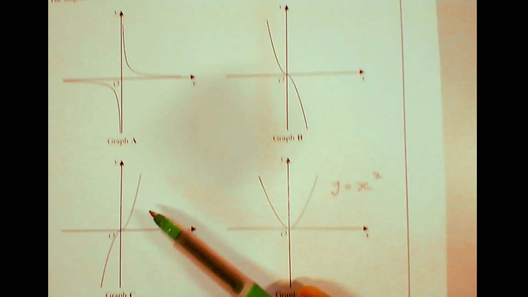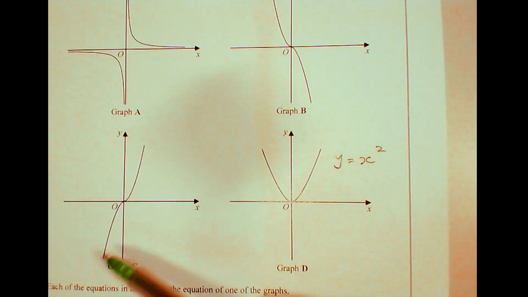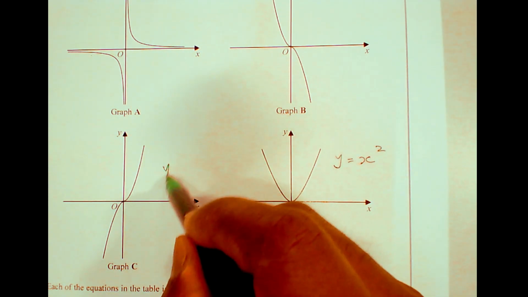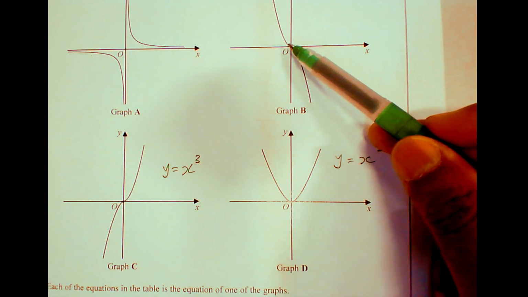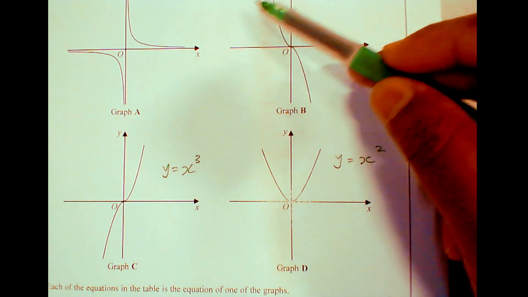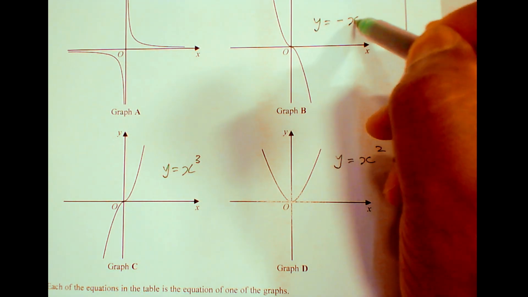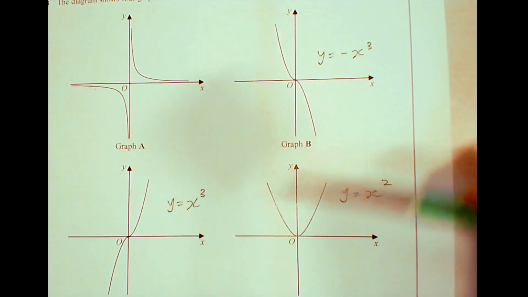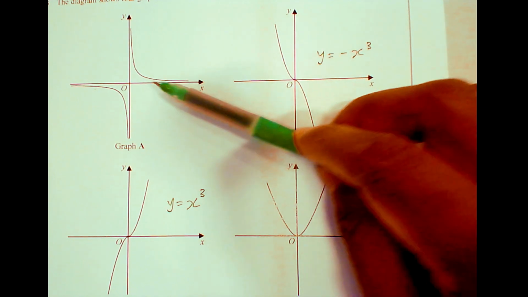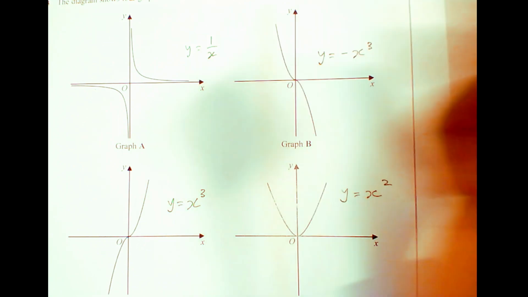Now, graph C and graph B, they're the next one. So this is a cuboid. It starts from the bottom and goes to the top, so this is going to be y equals x cubed. And this one is going to be negative because it's the opposite of this. It starts from the top and goes to the bottom: y equals minus x cubed. And this last one will be whatever is left empty from the box, but I know this is a graph of y equals 1 over x.